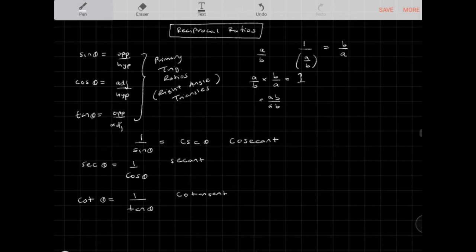So having said this, using this definition, cosecant theta is the hypotenuse over the opposite side. Secant theta is the hypotenuse over the adjacent side, and cotangent is the adjacent side over the opposite side. Okay, so let's keep this in mind for further discussion.